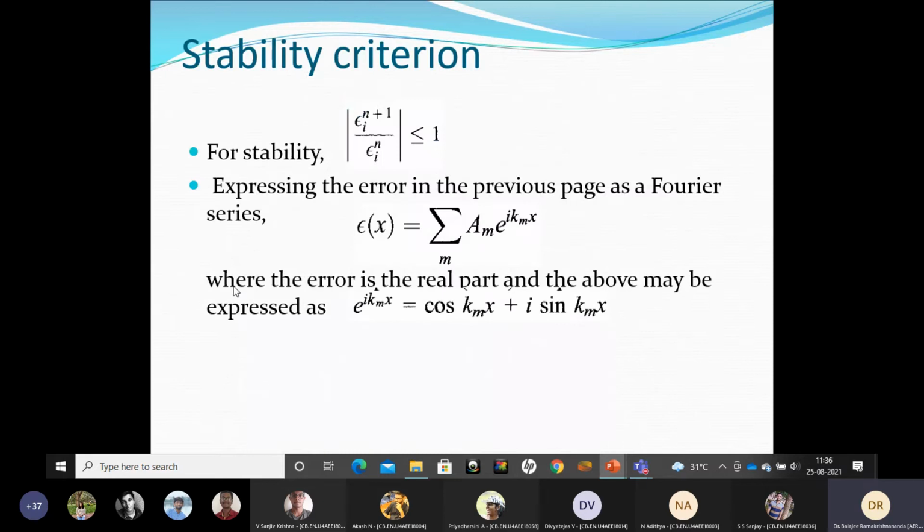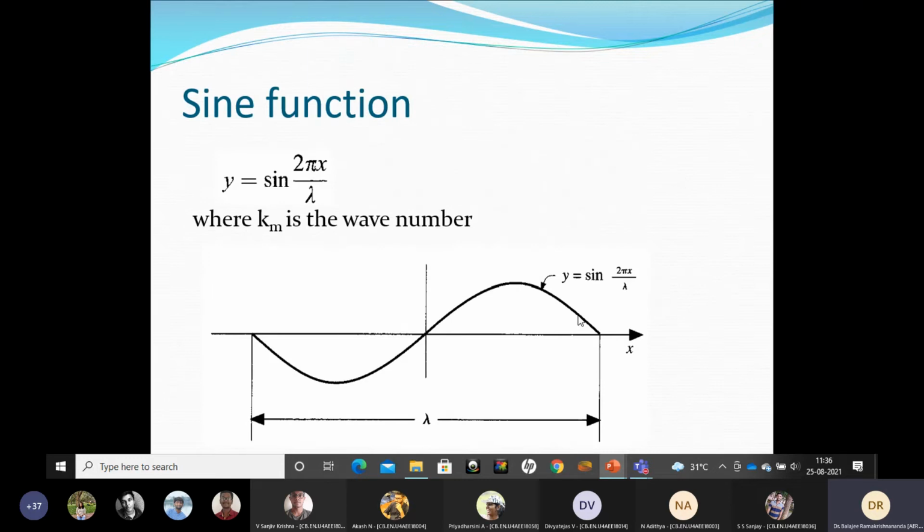See here, you have e power i kmx, and here you have sine of 2 pi x by lambda. By comparison, km is equal to 2 pi by lambda. Km is known as wave number. How many waves are there within 2 pi? So here, the number of waves is 1. Km is equal to 1.